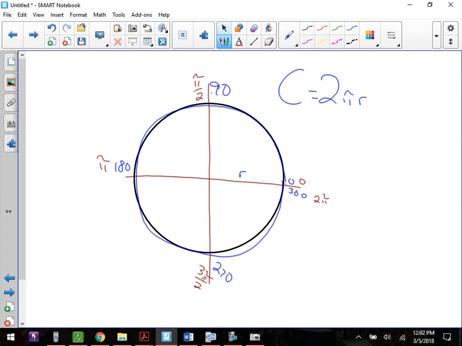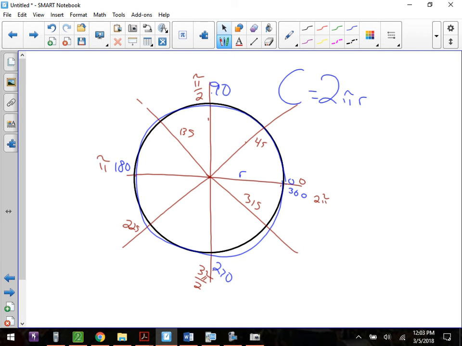What's half of 90? 45. If I count by 45s: 0, 45, 90, 135, 180, 225, 270, 315, 360. If you count by 45 degrees to go around a circle, how many sections are there? Well, 1, 2, 3, 4, 5, 6, 7, 8.